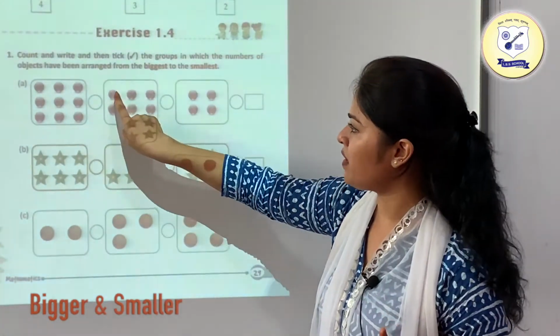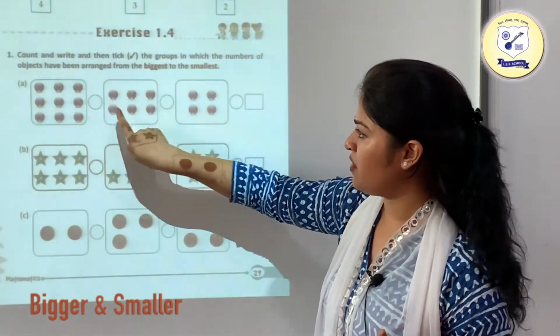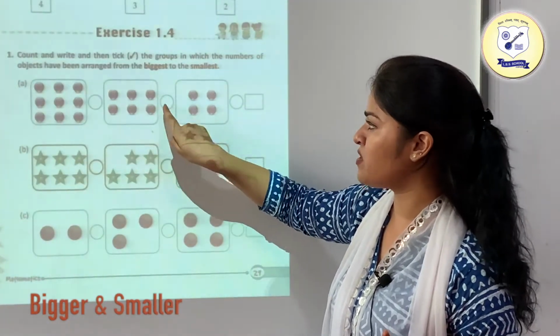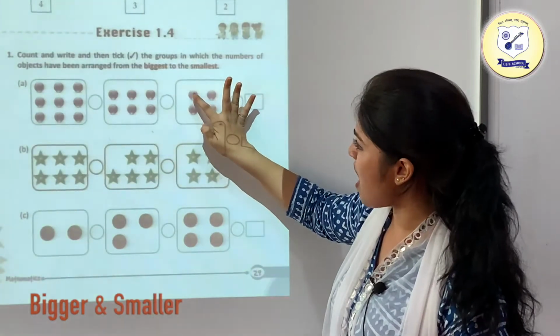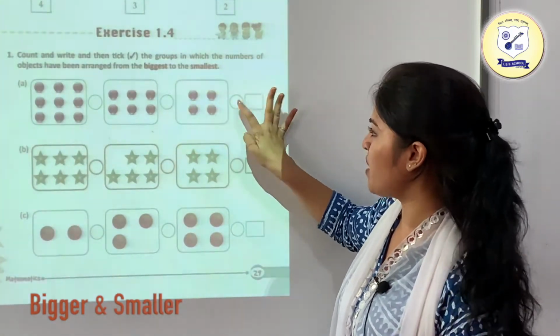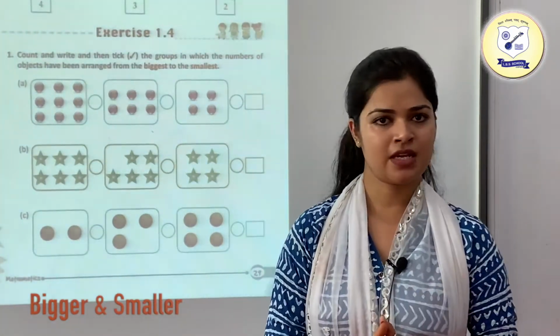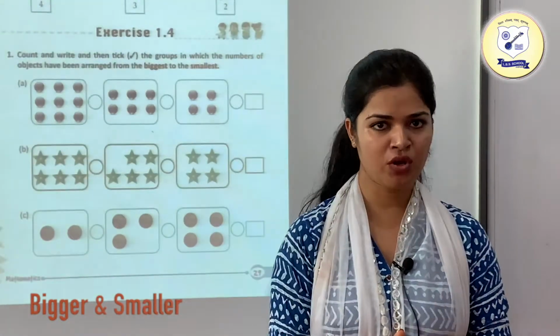After that I am having 1, 2, 3, 4, 5, 6. So I am just going to write 6 in this box. And similarly here we are having 1, 2, 3 and 4. So I am going to write 4 in this circle. Okay, so now I am done with the counting of the objects.